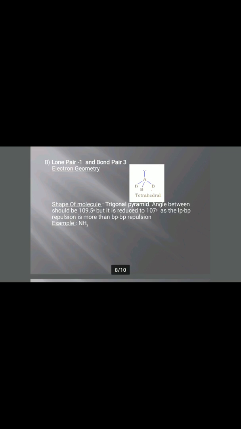Now next case, when lone pair is 1 and bond pair is 3. It is shown the shape will be trigonal pyramid and the angle will be 109.5 degrees, but it is reduced to 107 degrees. Why is it reduced to 107 degrees? Because lone pair-bond pair repulsion is more than bond pair-bond pair repulsion. This also happens in ammonia. It is one of the most important questions.